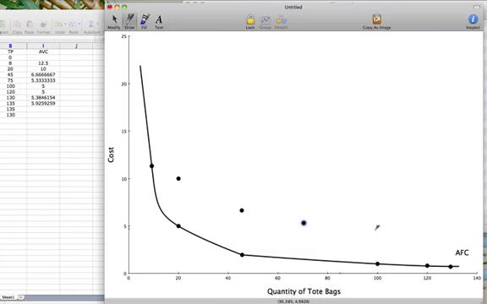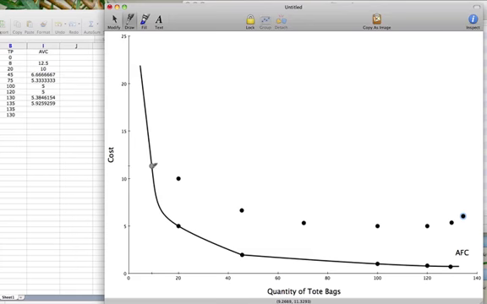When 100 units were produced, the average variable cost was $5. When 120 units were produced, the average variable cost was $5. And when 130 units were produced, the average variable cost was $5.38. And when 135 units were produced, the average variable cost was $5.90.